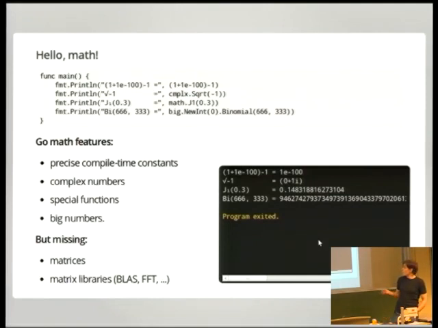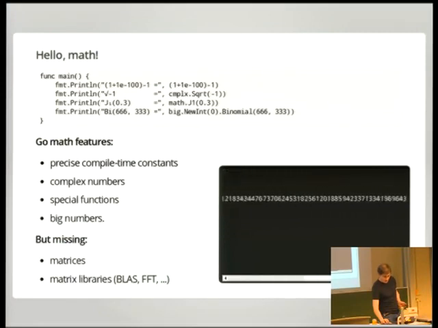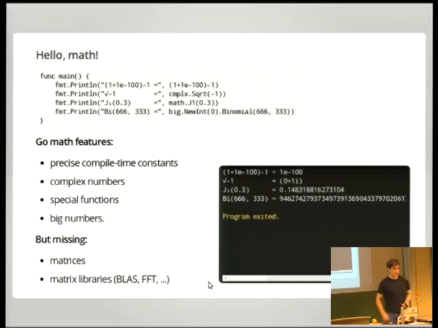It has precise compile time constants, so this expression is not truncated to 0, it's handled precisely. There are complex numbers right in the standard language, that's handy. Even special functions like these Bessel functions are just in the standard library, very handy. And there's even out-of-the-box support for large arbitrary precision numbers, like this very large binomial coefficient here that you can get just out of the standard library. So that's pretty nice. However, some sorely missing features are most notably matrices and matrix libraries. These you do not get out of the box, you have to get them elsewhere.